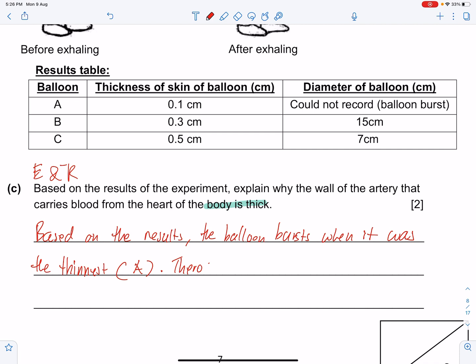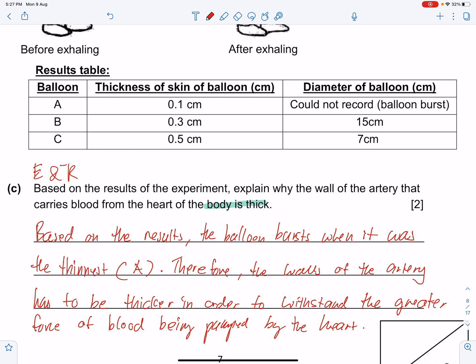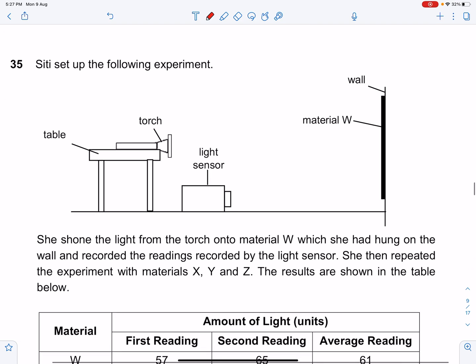Therefore, the walls of the artery has to be thicker. This is your reasoning. In order to withstand the greater pressure or force of blood being pumped by the heart. Alright? Okay, moving on. Next question.